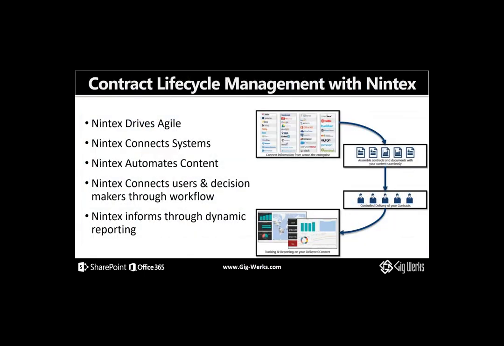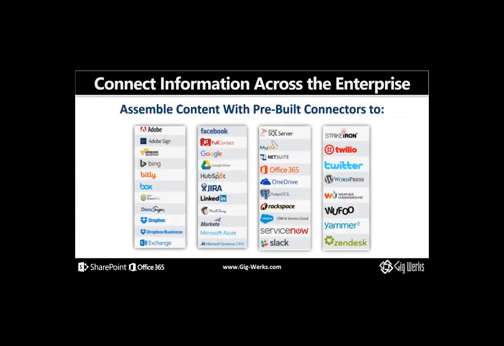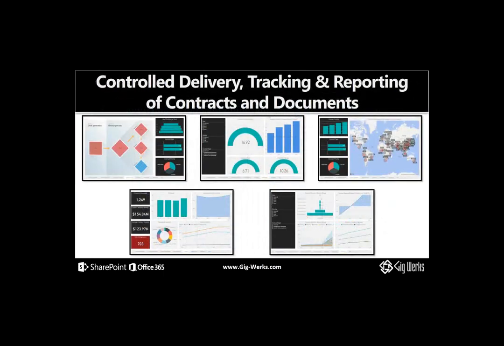So Nintex drives Agile. It connects your systems with its out-of-the-box connectors. It automatically creates content, then goes through its workflow platform where you can absolutely seamlessly report and have visibility into where you are throughout that entire life cycle. So this is a quick sample. I'm not going to read the slide at you. We'll distribute it to those of you who are kind enough to attend today. But this is a quick list of the systems they connect to out of the box. And this is an example of Hawkeye reporting, which also comes with the product stack.